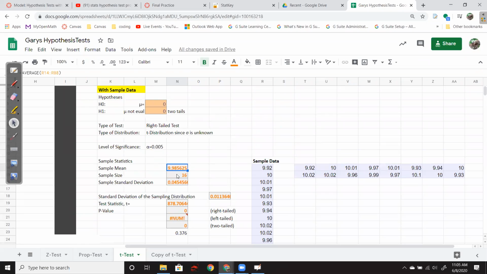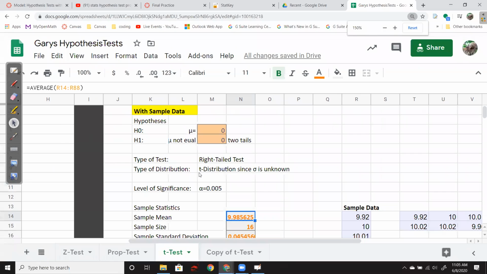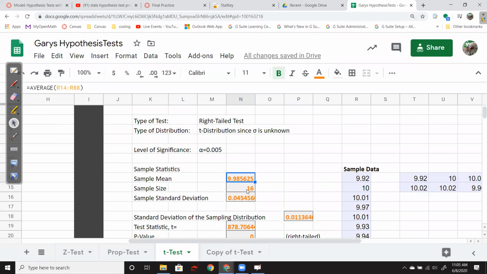It says the mean is 9.9856. For my data, yours will be a little different. Let me blow this up again. It's telling me how many are in the sample and it's telling me the standard deviation for the sample. Then over here, it calculates the standard error, which says, hey, take your sample standard deviation, divide by the square root of your sample size. We need that number to draw an accurate picture.